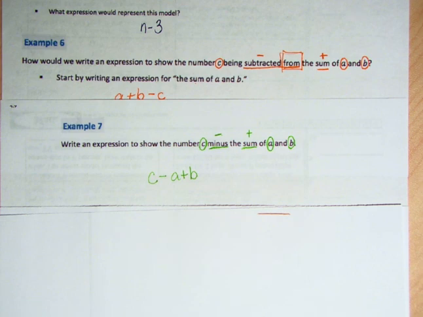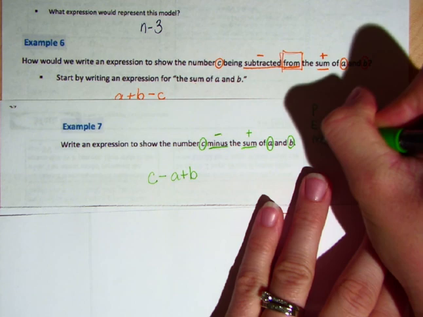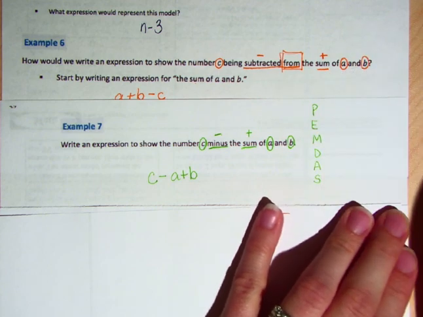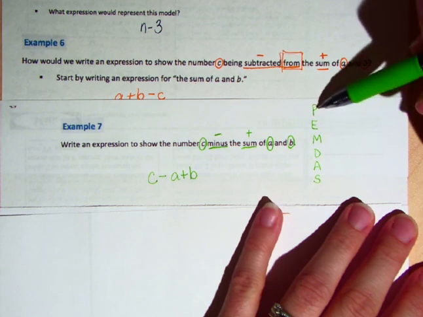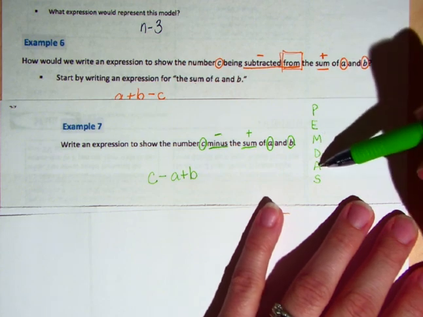Now, this one has a problem. Let's take a look at our order of operations. Oh, what was that saying? Please excuse my dear Aunt Sally. That's how I learned it. Okay, so P was parentheses. Well, we don't have any. So we move on down. We're going to get here, just addition and subtraction.